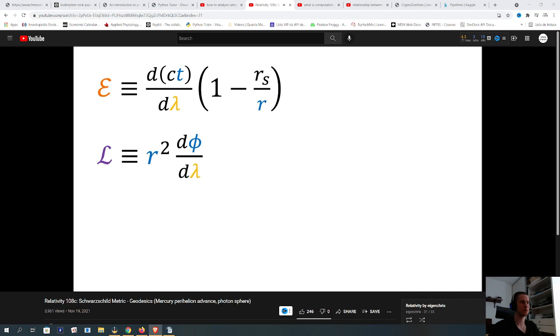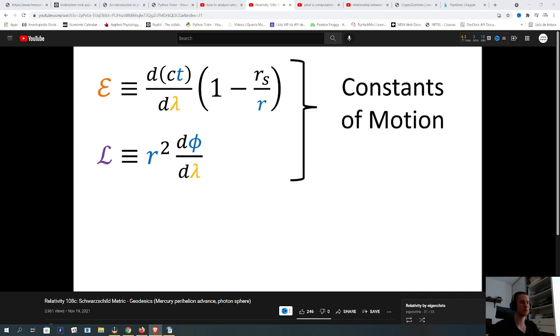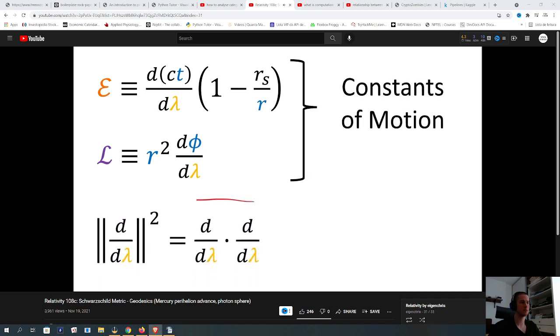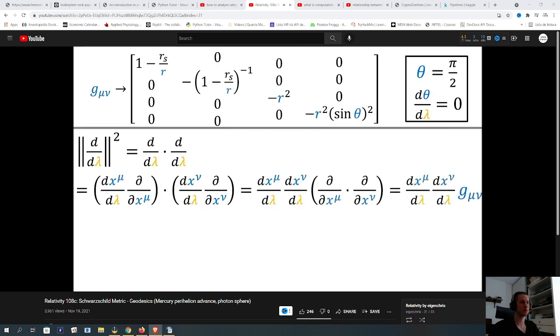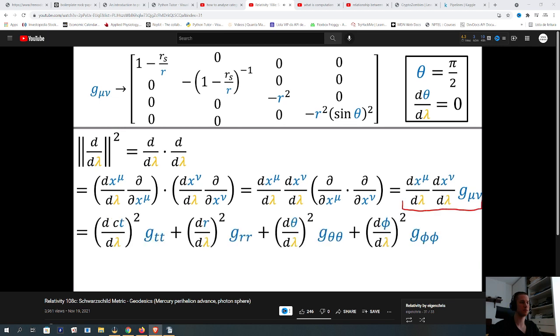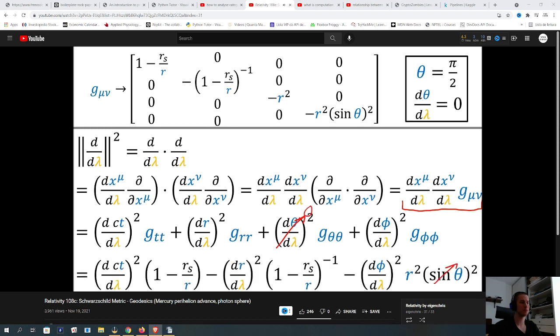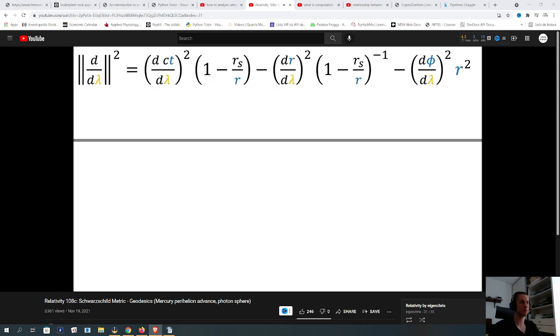So we found 2 constants of motion for our geodesics, but there's one more thing we need, which is an equation for the squared length of our tangent vector, which comes from the metric. Expanding the tangent vectors using multivariable chain rule, we get our standard metric formula for the squared length of a vector, which expands to 4 terms using our Schwarzschild metric. The theta derivative is 0, and plugging things in, this sine theta goes to 1. So we have a formula for the squared length of our geodesics tangent vectors.